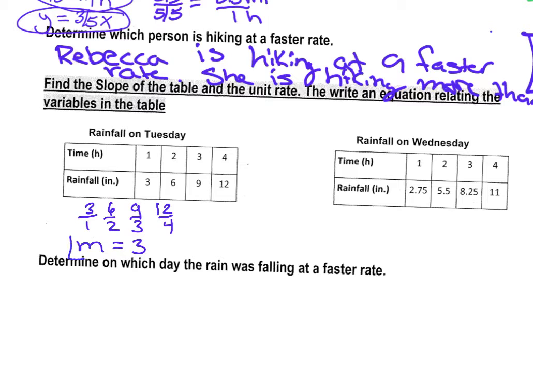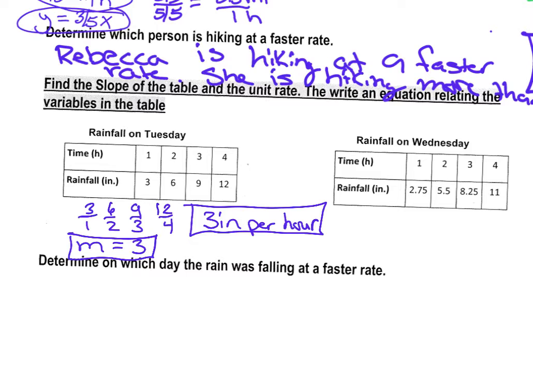Now we already have that as a unit rate, right? We just have to label it. So it's 3, is it hours or inches? What's our label? Inches per hour. That's our unit rate. Okay? So we have our slope. We have our unit rate. What's our equation? Y equals 3x. Y equals 3x. Good.